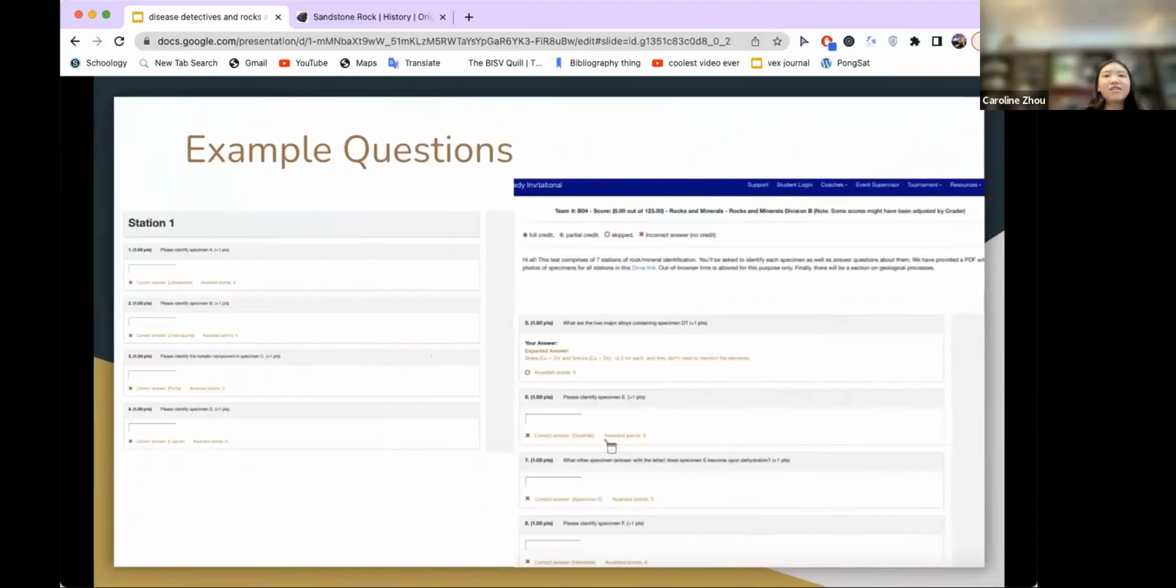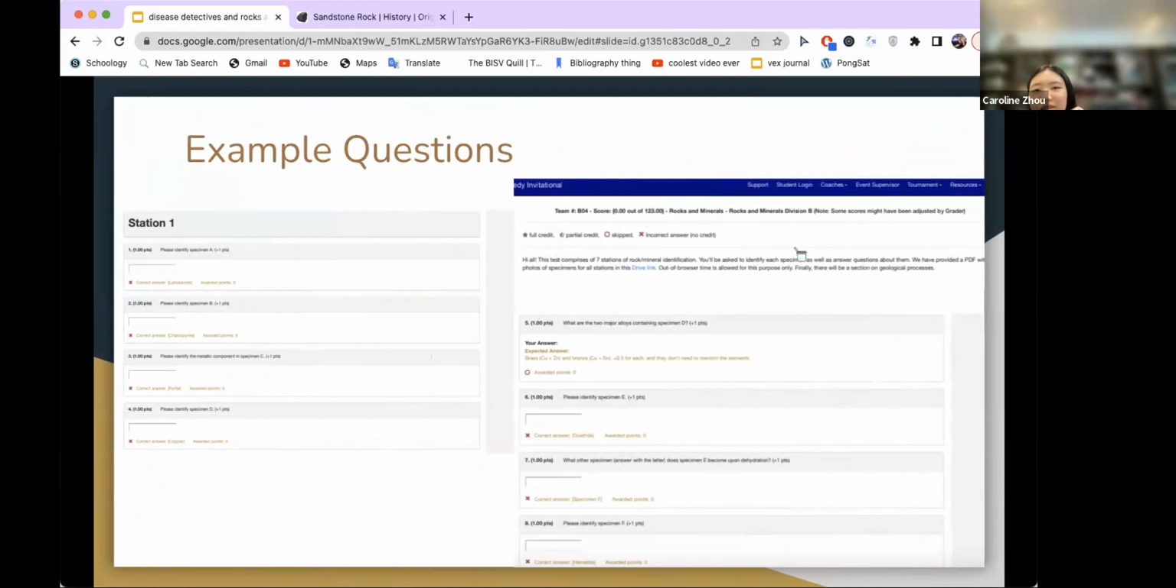Okay, so here are some example questions. This was also from 2022. So here, this one kind of shows you the grading scale, like there's full credit, partial credit, skipped, or incorrect.